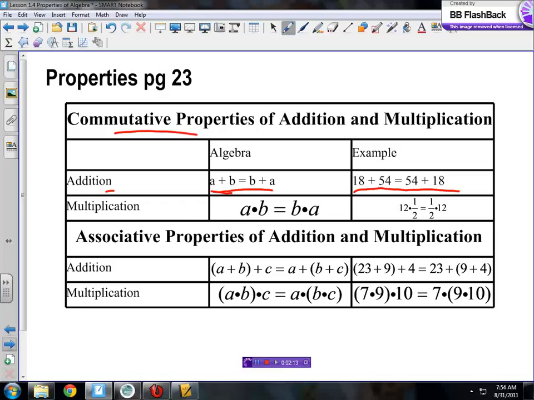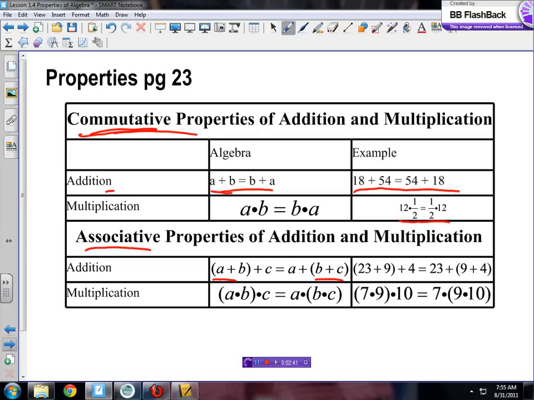Multiplication, same thing. A times B is equal to B times A. And we know that by something like this, 2 times 3 is 6, 3 times 2 is 6. So this top part's commutative. This bottom part's associative. And if we look at those down here, what we do is we're switching the parentheses. They start off at the beginning of the problem, they go to the end.